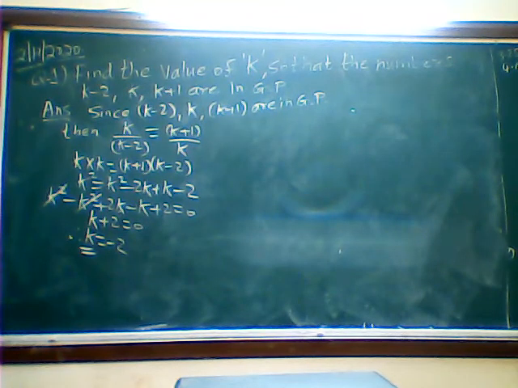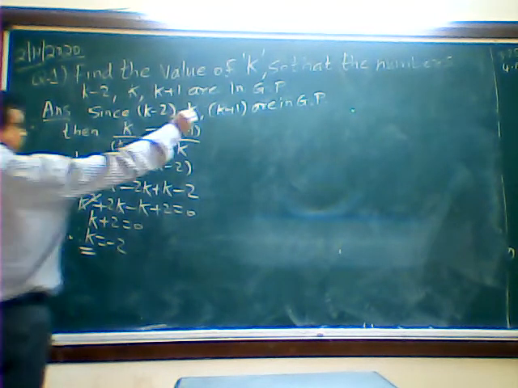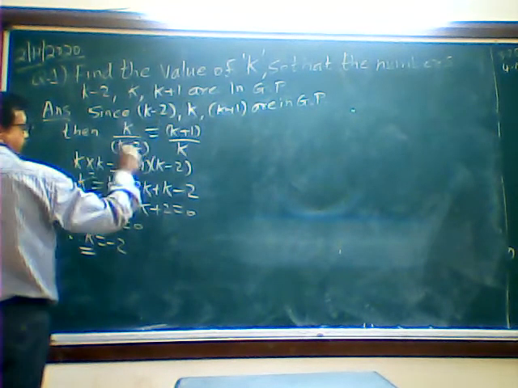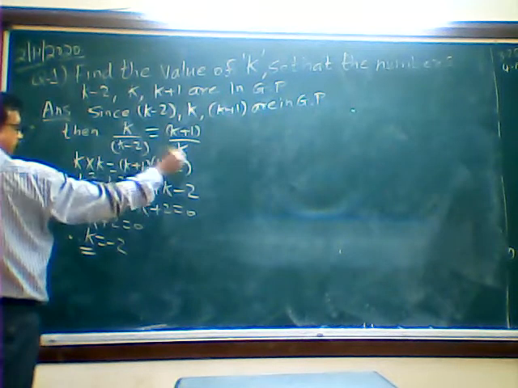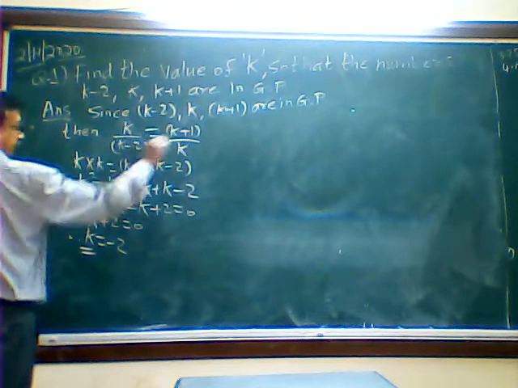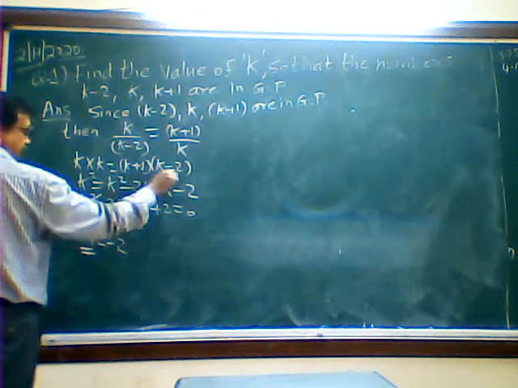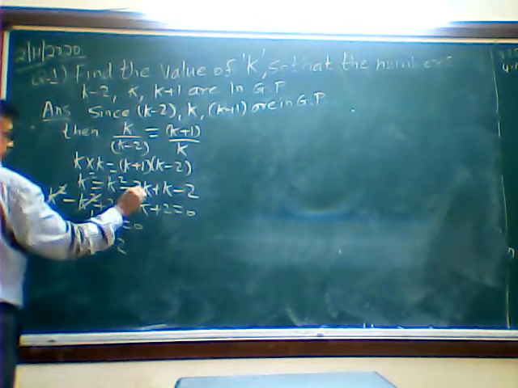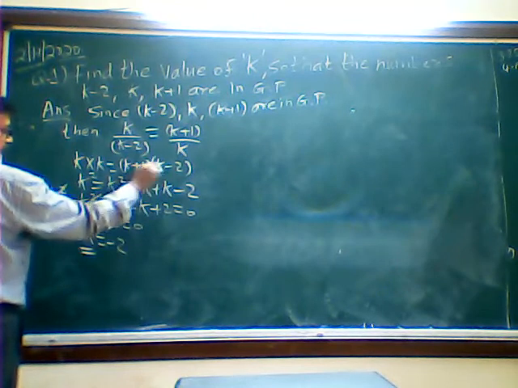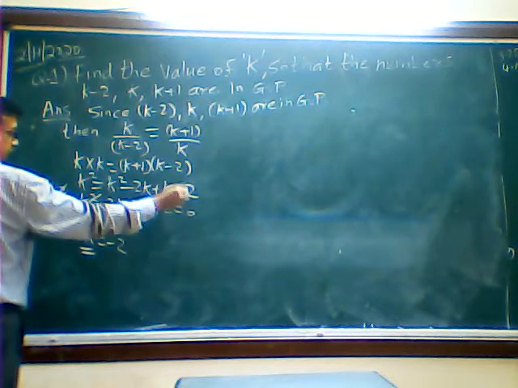Since k minus 2, k plus 1, k plus 1 are in GP, the common ratio is k upon k minus 2, which is equal to k plus 1 upon k. Cross multiplying, we get k square equals k plus 1 into k minus 2. Here we are multiplying: k into k is k square, k into minus 2 is minus 2k, 1 into k is plus k, 1 into minus 2 is minus 2.